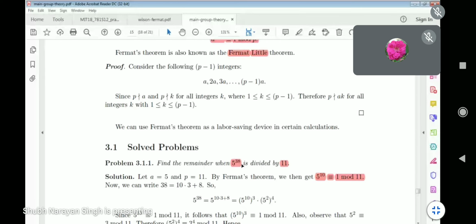we have to reach till 5^38. Our goal is to reach 5^38. When this quantity is divided by 11, what will be the remainder?